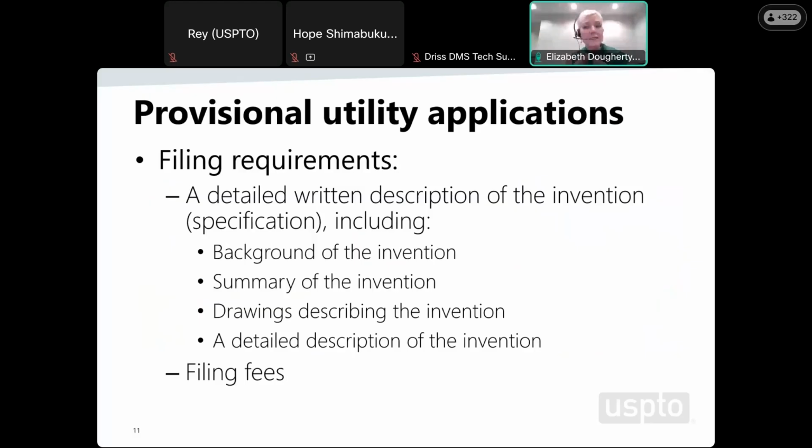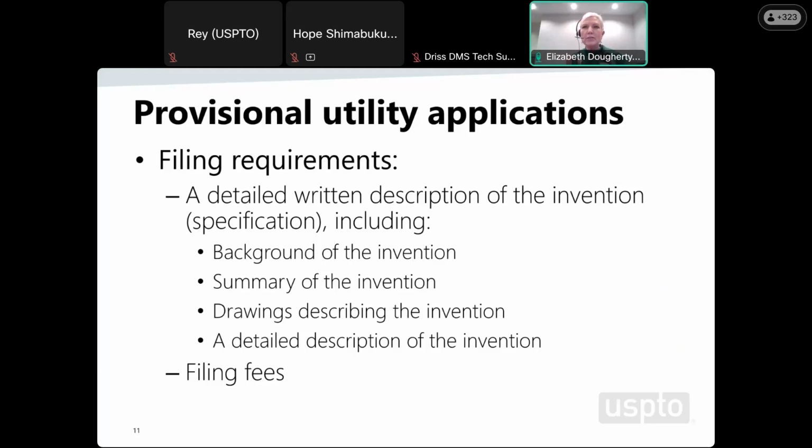And keep in mind, these differ from filing the non-provisional patent application. The filing requirements require a detailed written description of the invention. We call it a specification. And that specification should include several sections: the background of the invention, the summary of the invention, drawings describing the invention if the invention can be depicted in drawings. We know not every invention can be depicted in drawings, and a detailed description of the invention. So whether you're filing the provisional or non-provisional, this information is key.